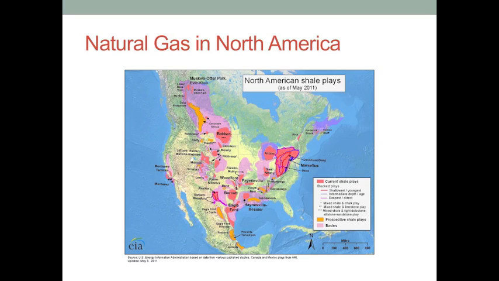And as you can see in this slide, the North American shale resources extend throughout the eastern portion of the United States and into central Canada. And it's important as you do your reading to consider how this very extensive and very valuable resource may change North America.